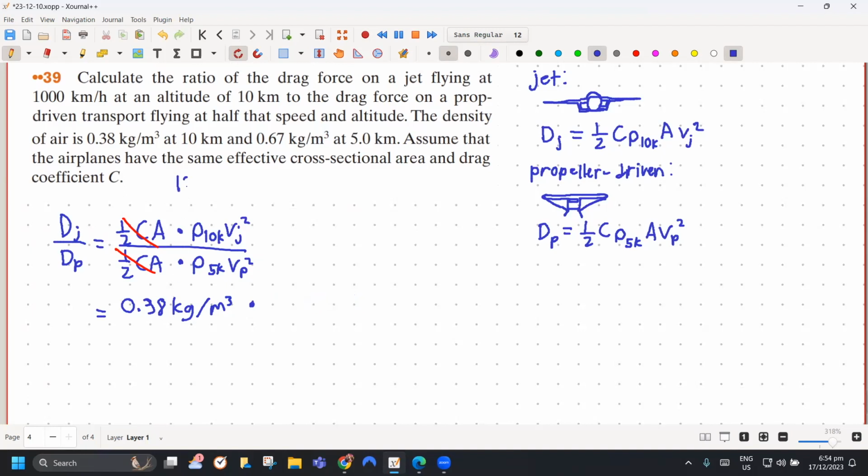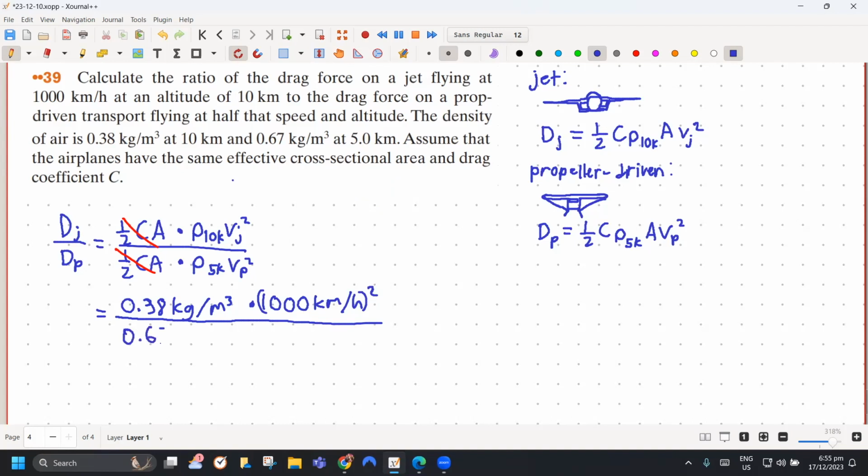1,000 needs to be converted to meters per second. Look at the combination: combine v_j squared over v_p squared into a single expression. All you need is v_j over v_p, so it doesn't matter, the units cancel. Remember, those have squares.